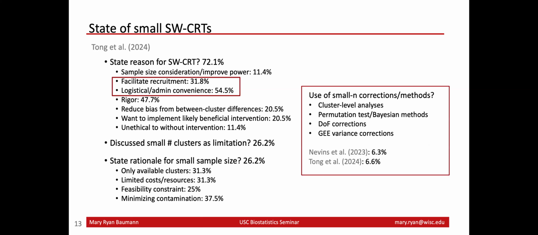And back to both of our trial types together, we also looked at how many of them used small n corrections or methods, which we defined as using some sort of cluster-level analyses, permutation or Bayesian methods, degrees of freedom corrections, or some sort of GEE variance corrections. In both, we found that they were fairly underutilized, which wasn't great, because in both settings we found a great number of trials would have qualified and probably would have improved from using these methods.